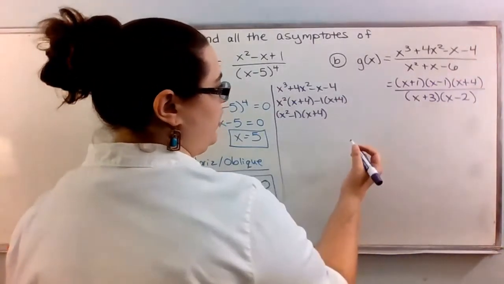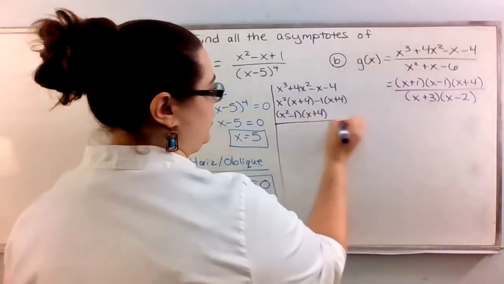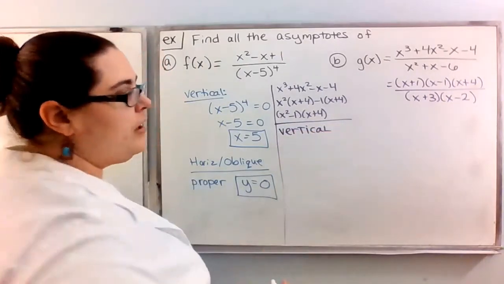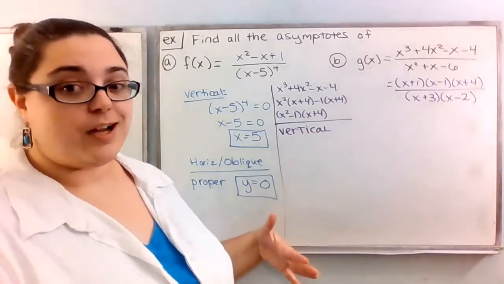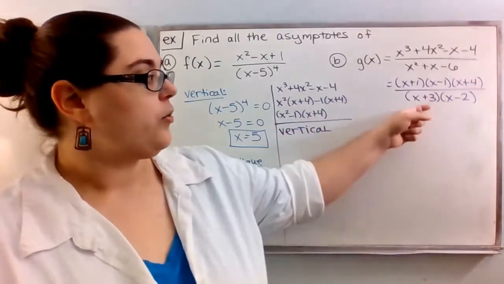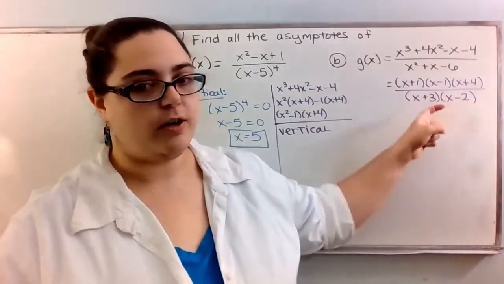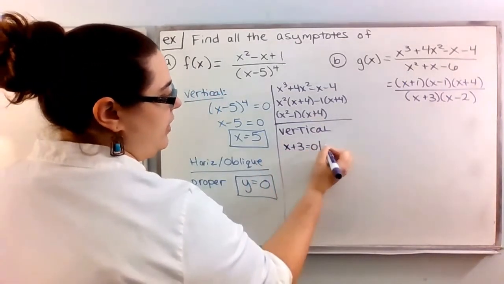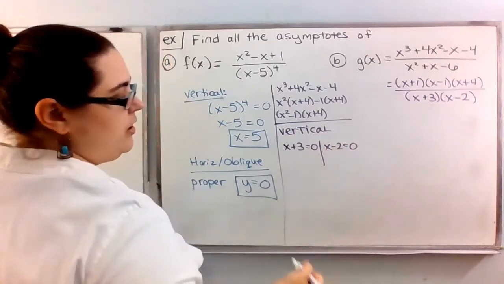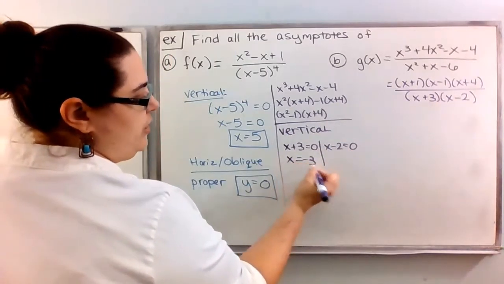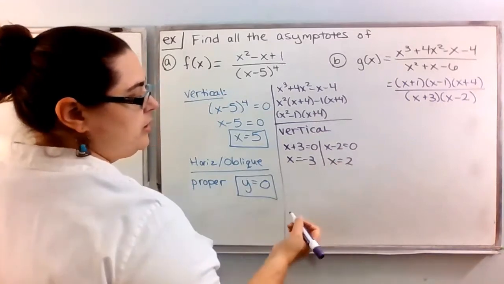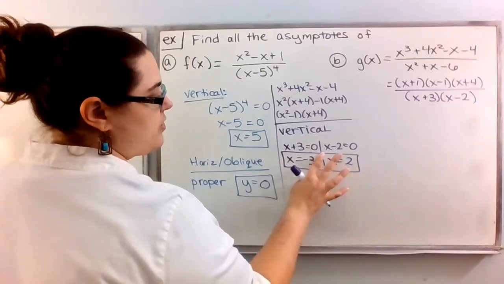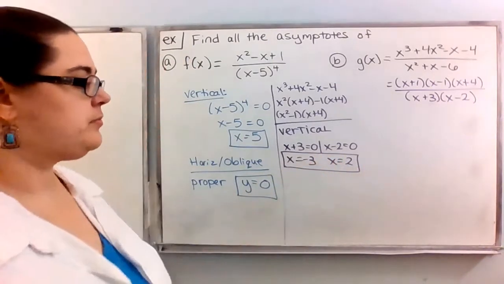So for the vertical asymptote, I'm going to do that over here. For the vertical asymptote, you set your denominator equal to 0. So in this case, we're going to set each of these factors equal to 0 and solve. So we have x plus 3 is 0 and x minus 2 is 0. So this means x is -3 and x is 2. So these will be our two vertical asymptotes for this function.